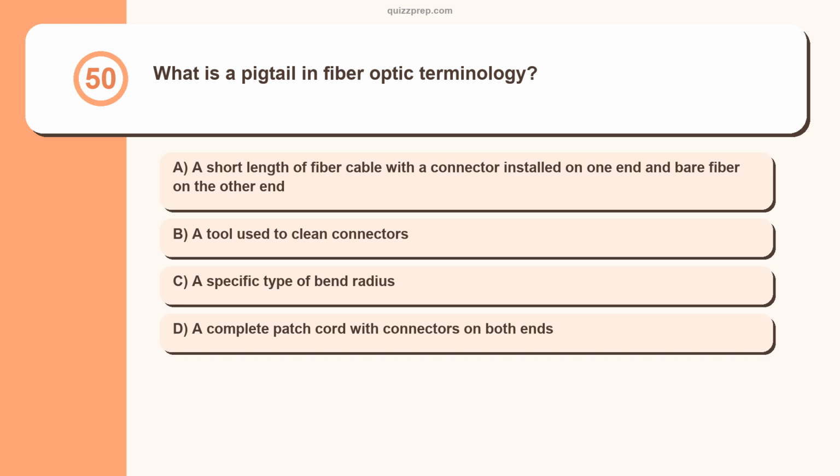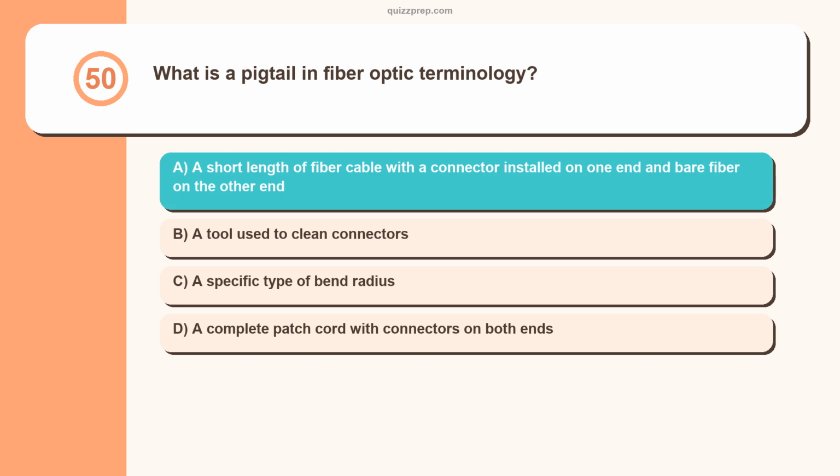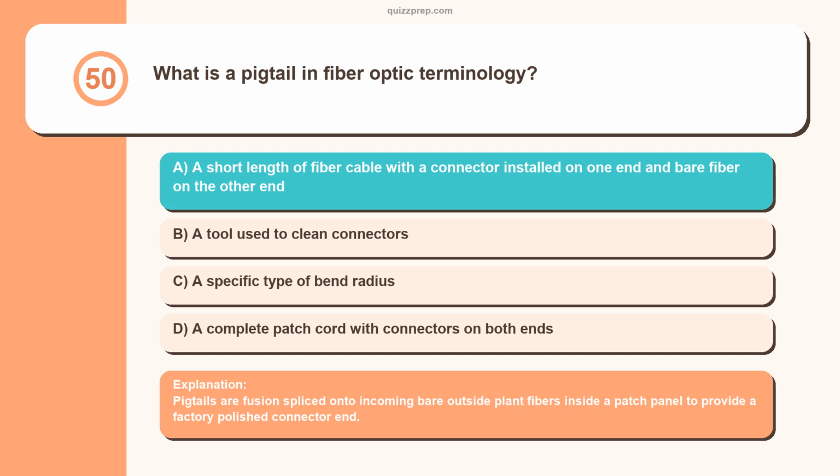Question 50. What is a pigtail in fiber optic terminology? A short length of fiber cable with a connector installed on one end and bare fiber on the other end. A tool used to clean connectors. A specific type of bend radius. A complete patch cord with connectors on both ends. Pigtails are fusion spliced onto incoming bare outside plant fibers inside a patch panel to provide a factory polished connector end.